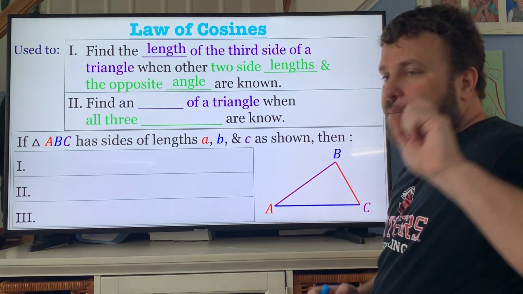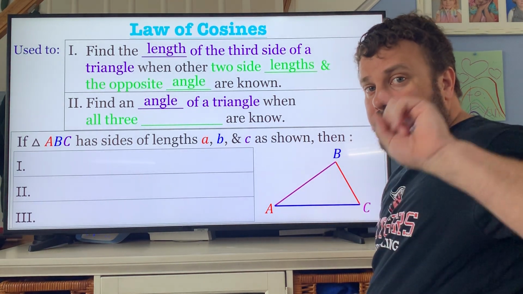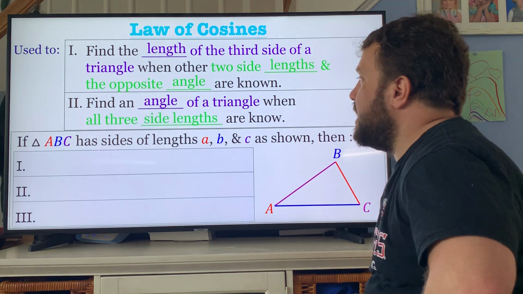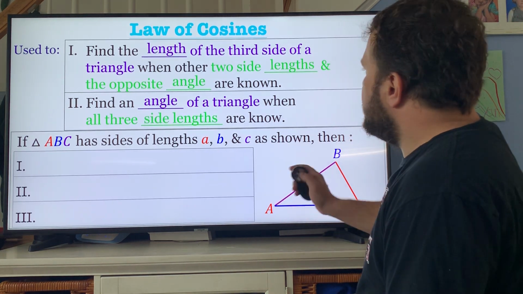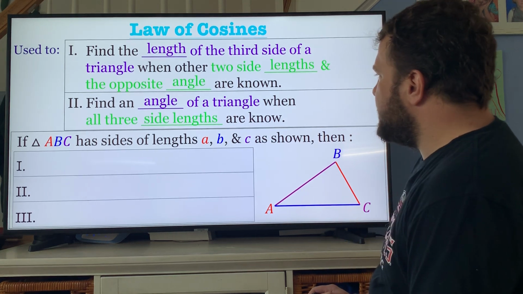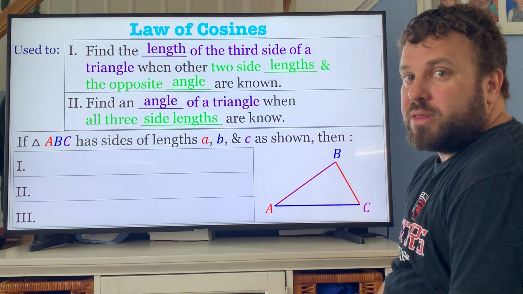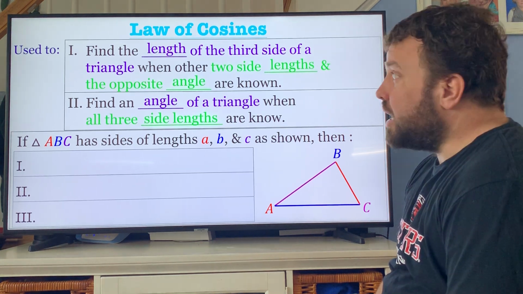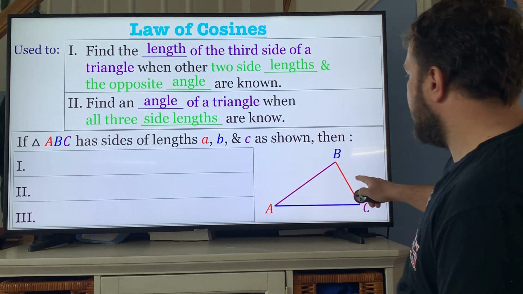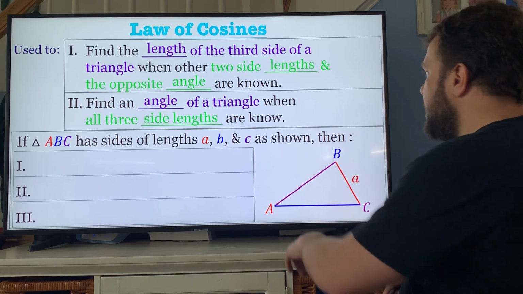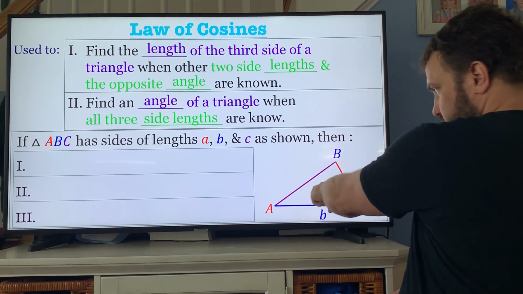Find an angle of the triangle when all three side lengths are known. Very good. So, pretty much, triangle ABC has lengths of a, b, and c. Why don't you label where A, B, and C are? It's the same place they were with the law of sines. So, little a, opposite of A. Little b, opposite of B. Little c, opposite of C.